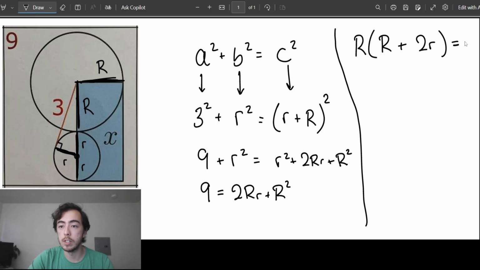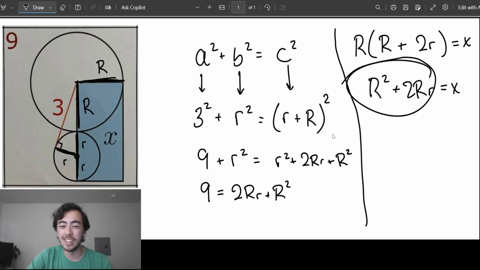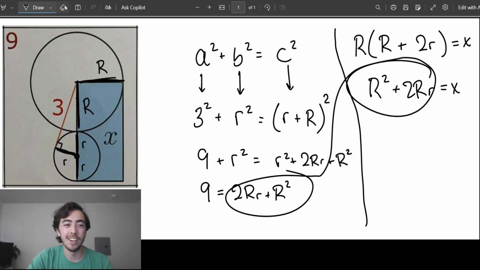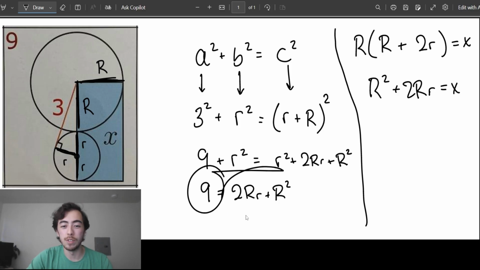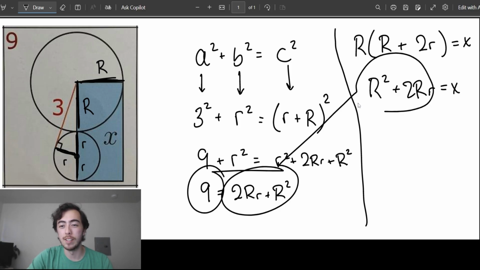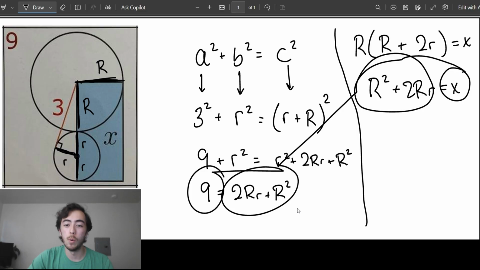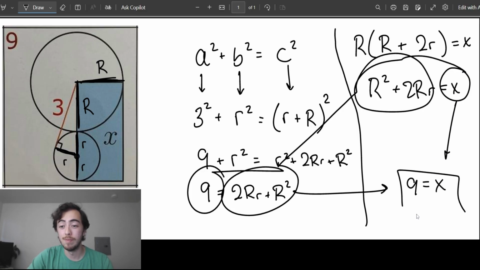So this is going to be equal to x. And then if I expand this out, I get r squared plus 2 big R times little r. And what do you know? These expressions are exactly the same. This one right here is the same as that. And so I know that if 9 is equal to this expression, and this expression is equal to x, well then surely 9 is equal to x. And we're done.